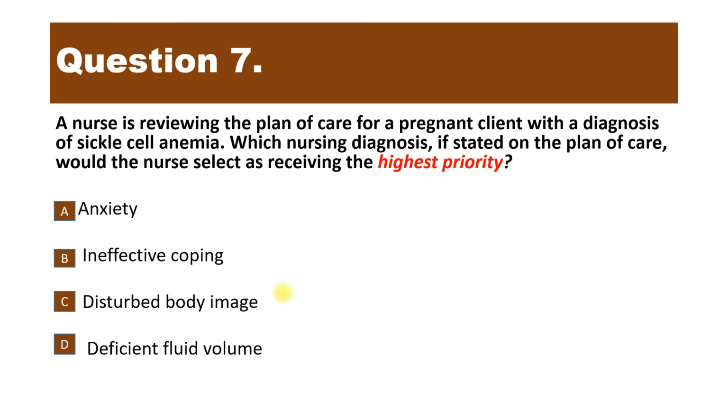Question 7. A nurse is reviewing the plan of care for a pregnant client with a diagnosis of sickle cell anemia. Which nursing diagnosis, if stated on the plan of care, would the nurse select as receiving the highest priority? Okay, so we have been given options including anxiety, ineffective coping, disturbed body image, and deficient fluid volume. What is your answer, guys? Just pause the video and write down your answer.